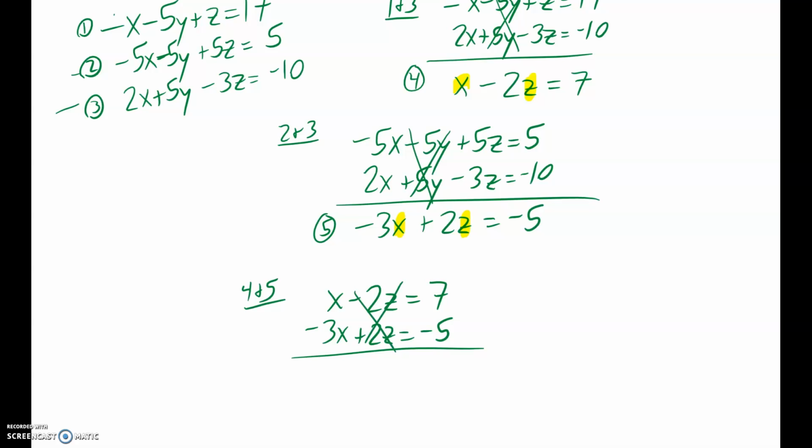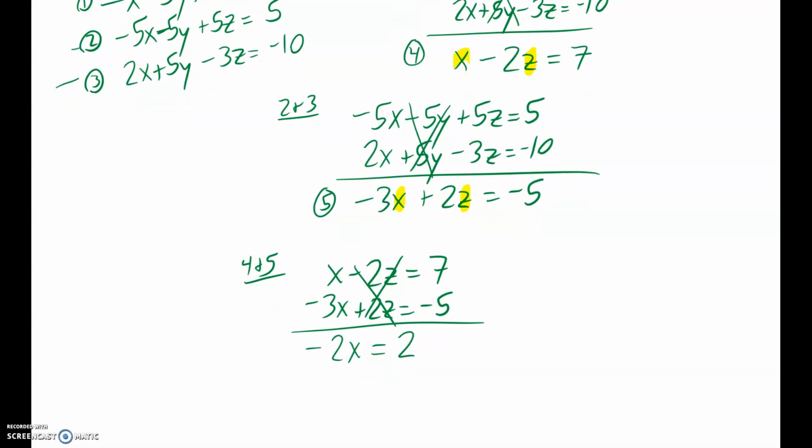So I add them together. I get negative 2x equals 2. And now I've got an equation solely in one variable, x in this case. X ends up being negative 1. So there's part of my answer, okay?